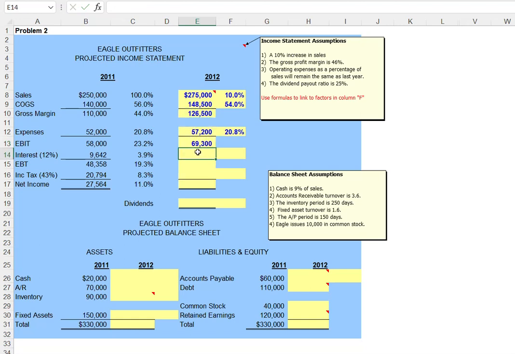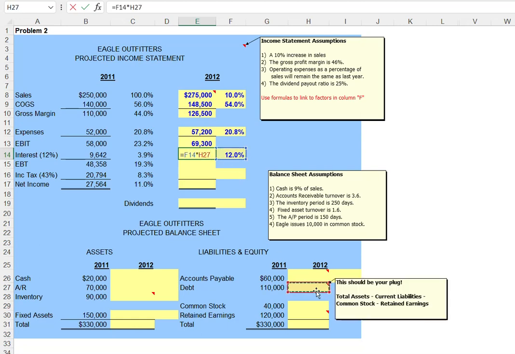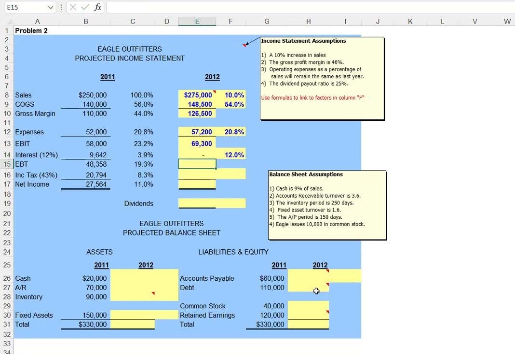Our interest expense, we're not told that the interest rate will be the same as last year, but we're told our interest rate from last year was 12%, so we'll go with that. We're going to take our 12% interest rate and multiply it by whatever number we end up with for debt. Earnings before interest and taxes minus our interest expense will give us our earnings before taxes. Now, this won't, of course, turn blue until we get our interest expense, which will depend upon our debt.